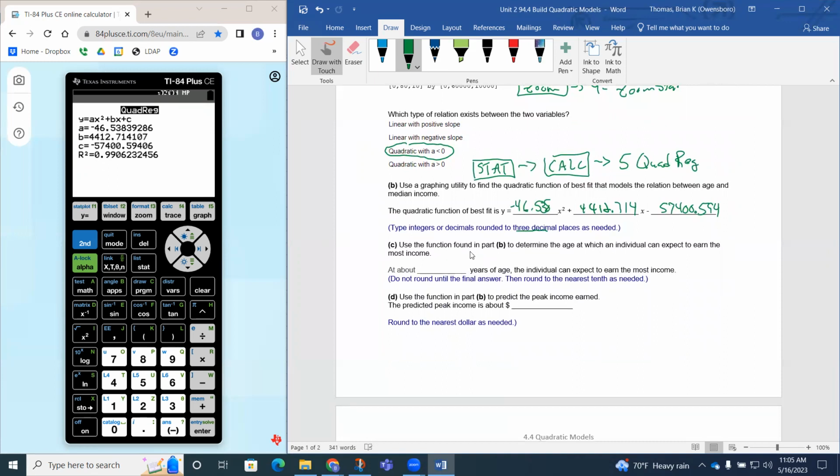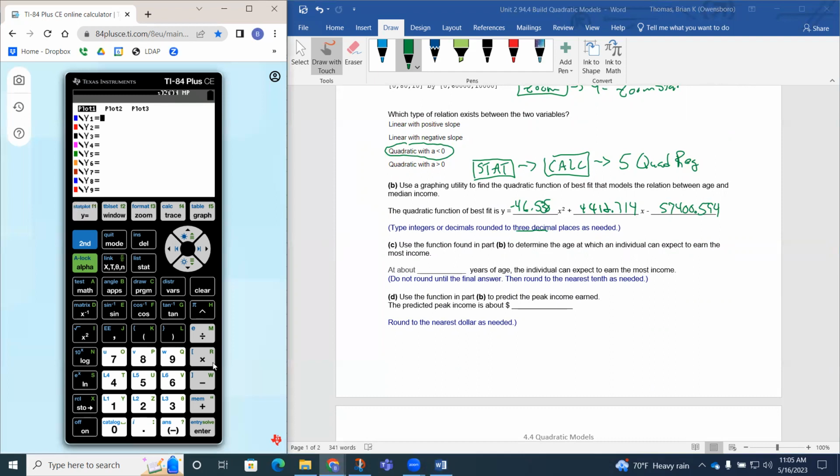So use this function found in part B to determine at what age an individual can expect to earn the most income. So to me, well, we're talking about the maximum value. So let's use the calculator and put this function into the calculator.